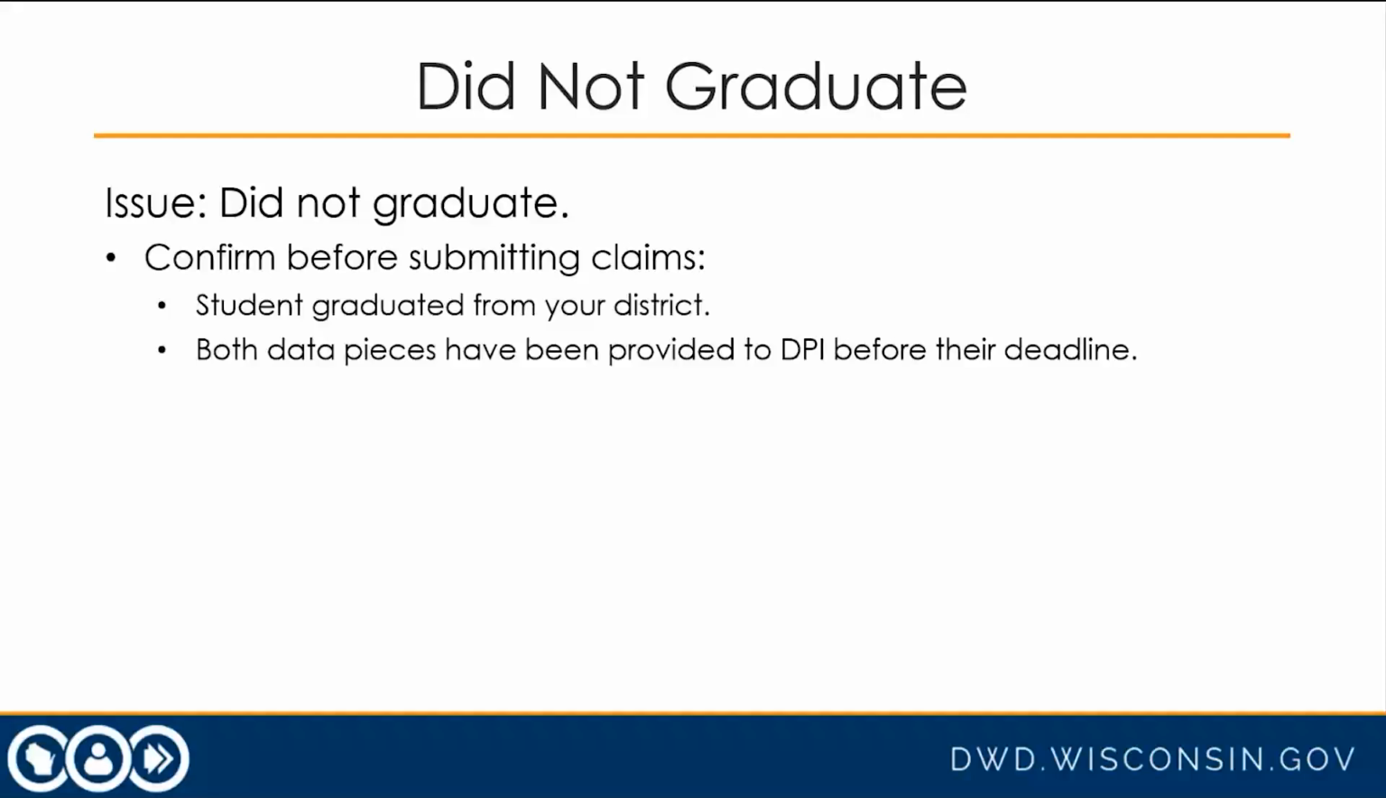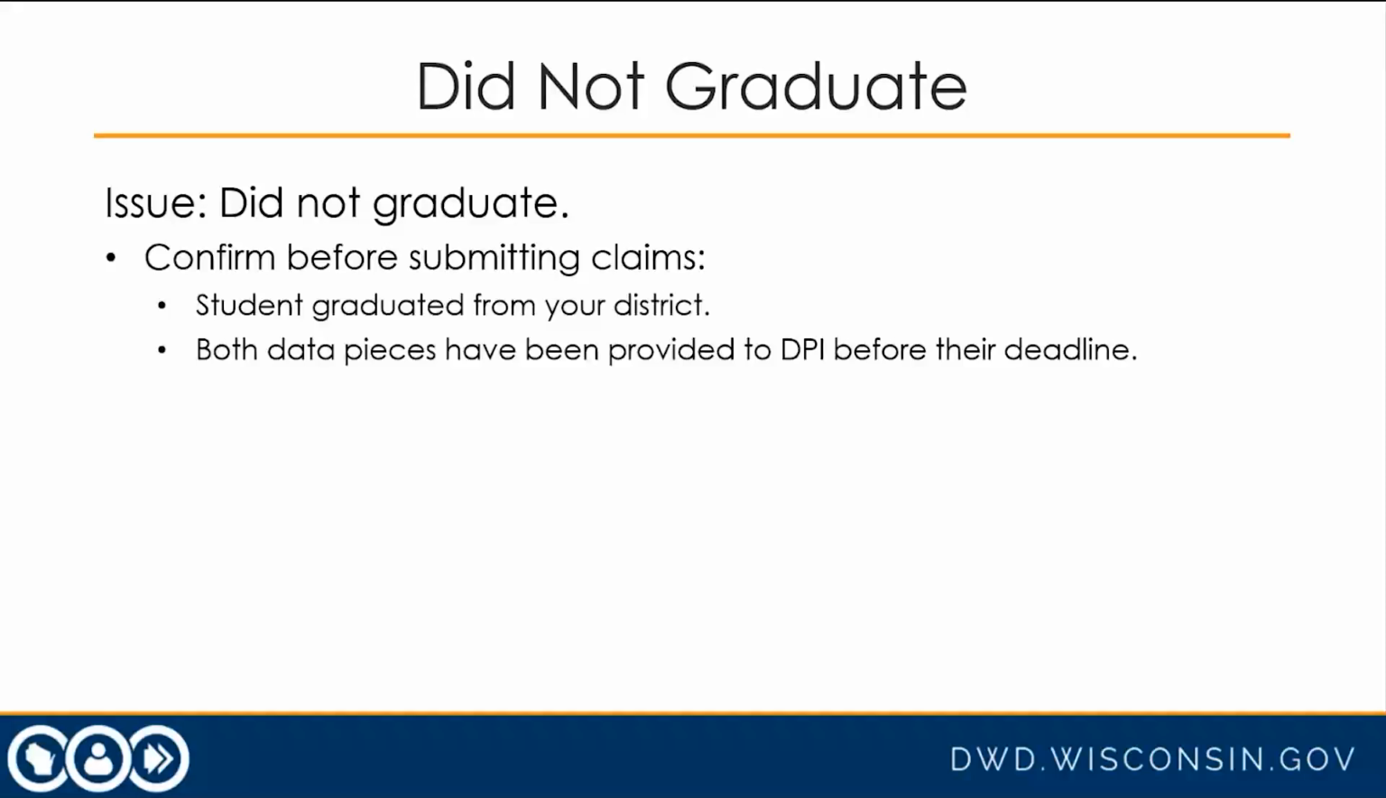The other really big thing is to make sure that your district has provided both pieces of graduation data for every one of the students for which your claims are being submitted. The system checks for both pieces having been reported by the DPI imposed deadline. If either is missing, the claim won't be approved for pay in the last step that the system makes.